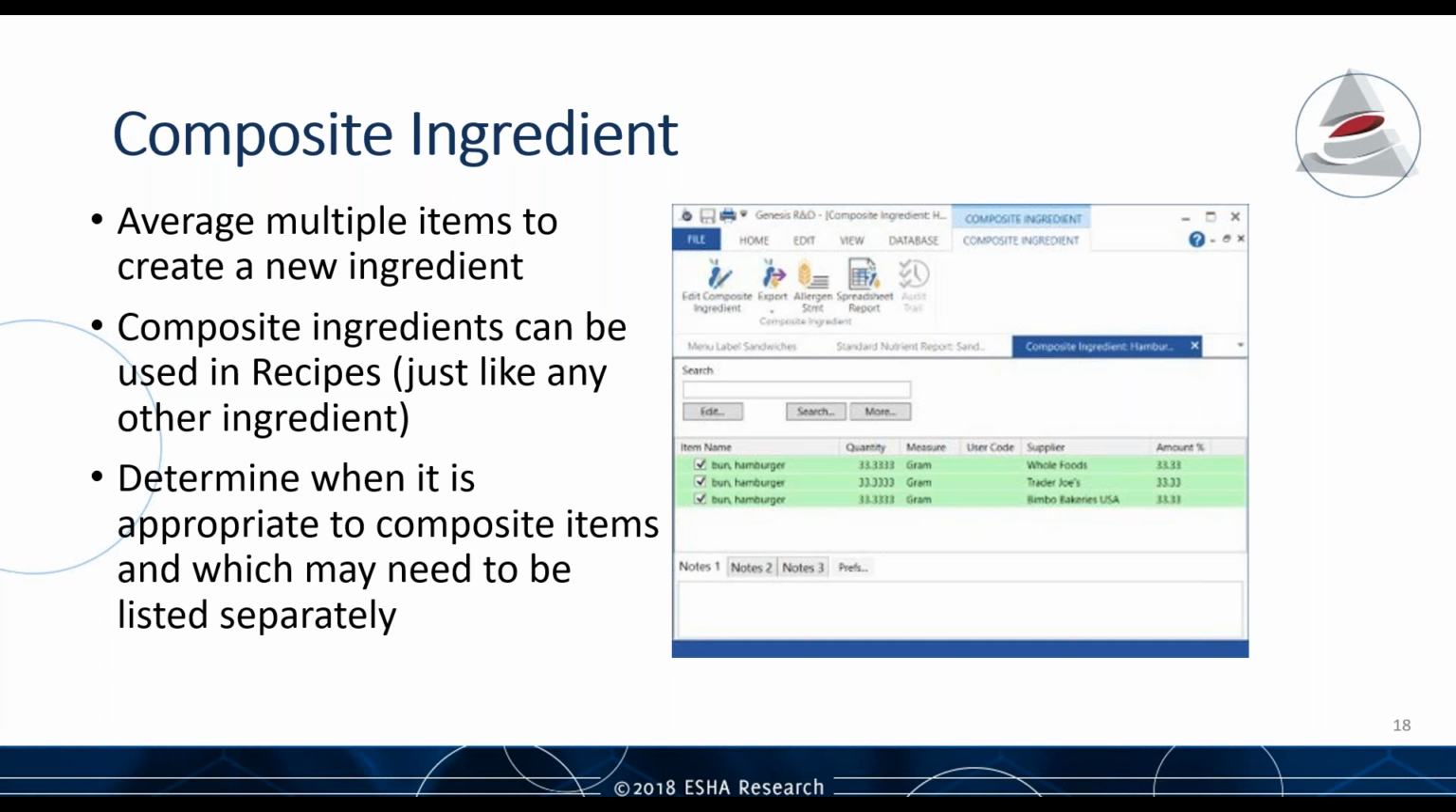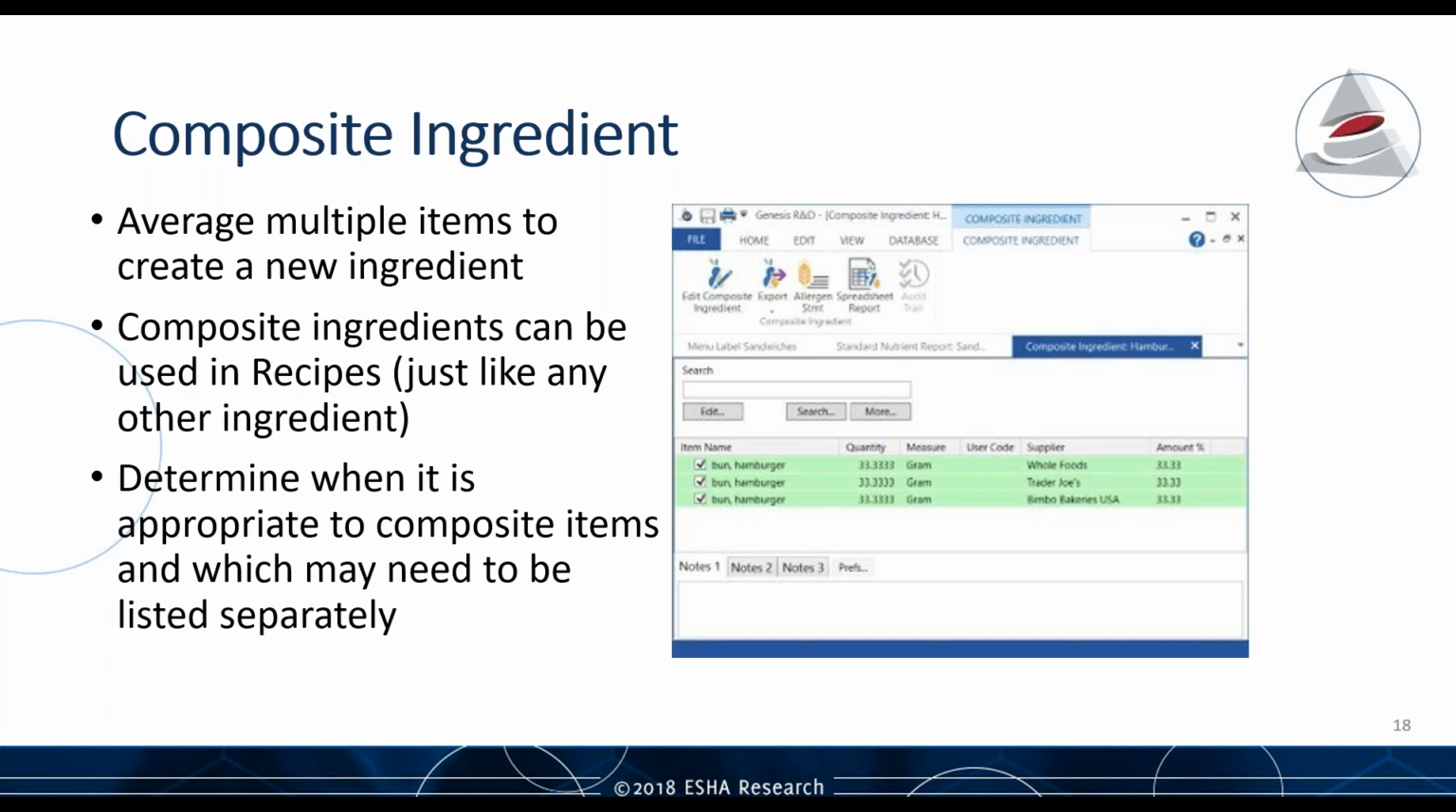We use the example of the hamburger bun just as an example of the feature, not necessarily a guideline. If you have multiple suppliers of hamburger buns that are served interchangeably, and for the most part have the same makeup of ingredients, but maybe the incidental ingredients like dough conditioners differ, then those may be good candidates for compositing. If some of your locations, however, consistently use a specific and different, maybe a locally sourced item, then it may be more appropriate to list that item separately.